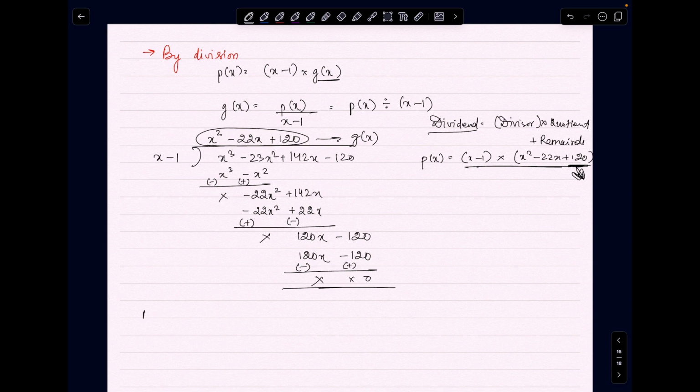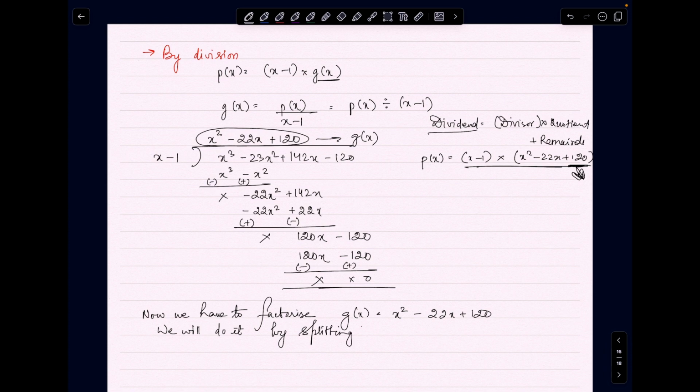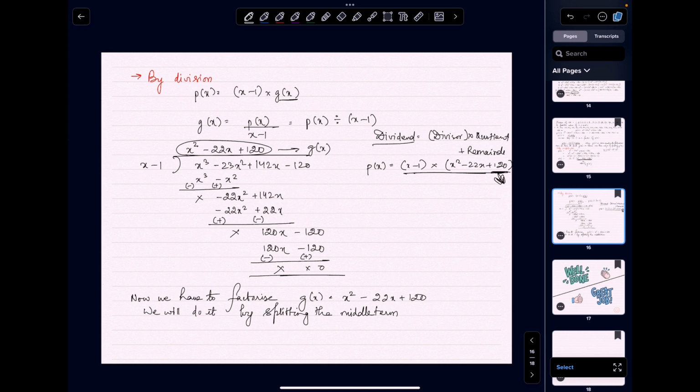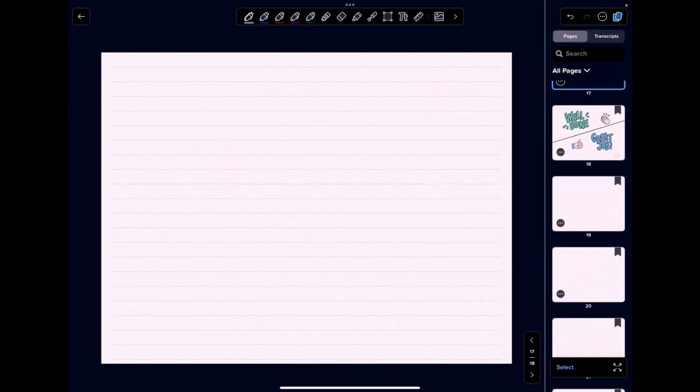Now we have to factorize g of x equals x square minus 22x plus 120. I have to factorize. Got my point? So I am going to do it via splitting the middle term. By splitting the middle term, we are going to factorize. How are we going to factorize by splitting the middle term?